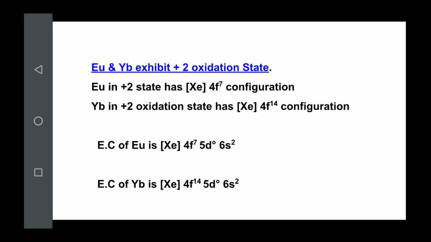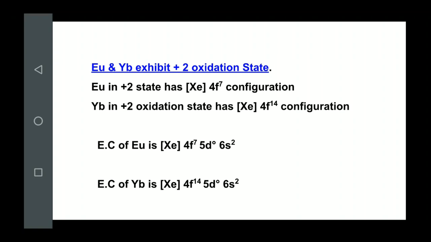Now europium and ytterbium exhibit the +2 oxidation state. Now if you know how to correctly write the electronic configuration of these elements, and if you have remembered the atomic number of this particular element, you can easily understand why it is stable in the +2 oxidation state also. You can see europium has electronic configuration 4f7, 6s2, and ytterbium has 4f14 and 6s2. So by losing the 2 electrons from the outer 6s shell, they will acquire the +2 oxidation state.